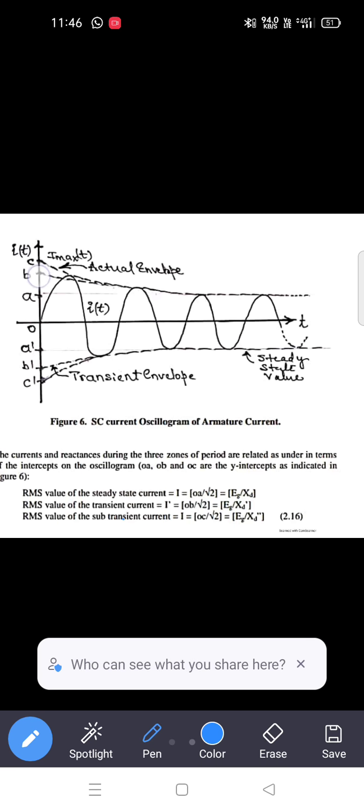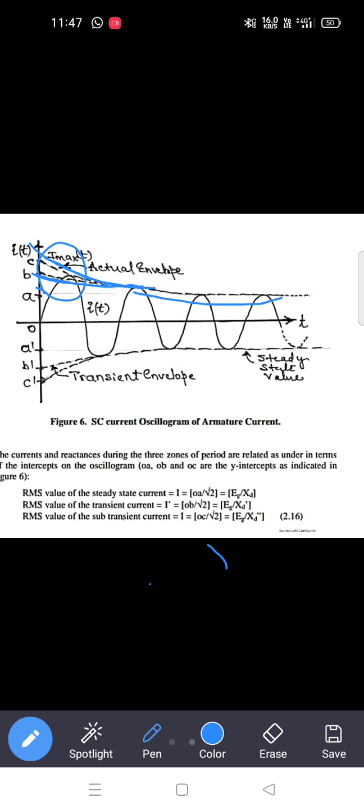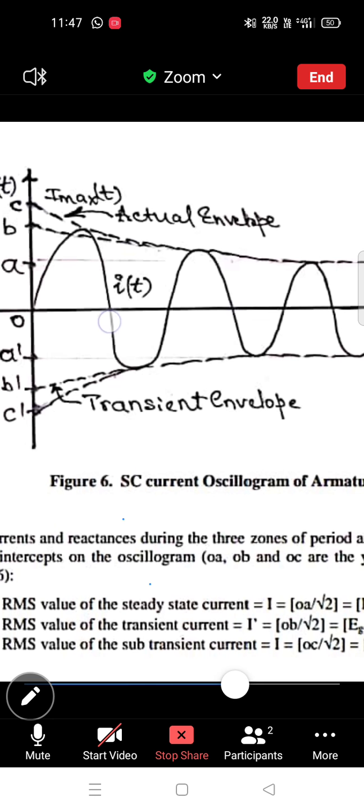Here you can see, the upper one is the sub-transient and the lower one is the transient waveform oscillogram. What we see is that the time constant of the sub-transient is smaller, so it is decaying very fast compared to the field winding time constant, and this one is the steady state. So with the help of the oscillogram we can also find out the current estimation.